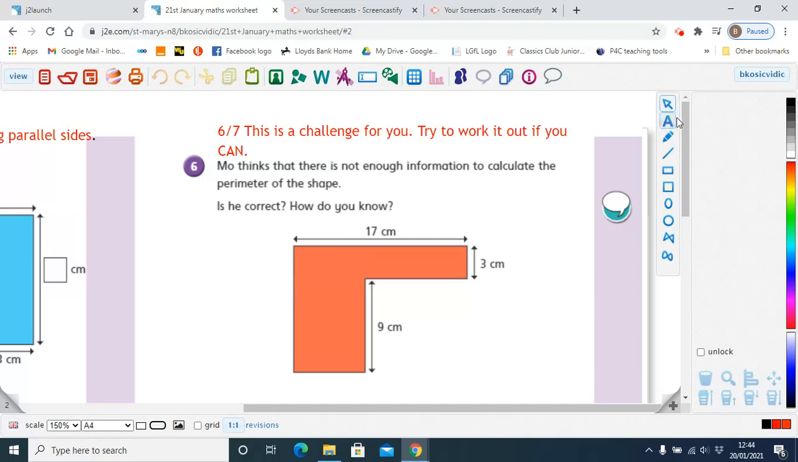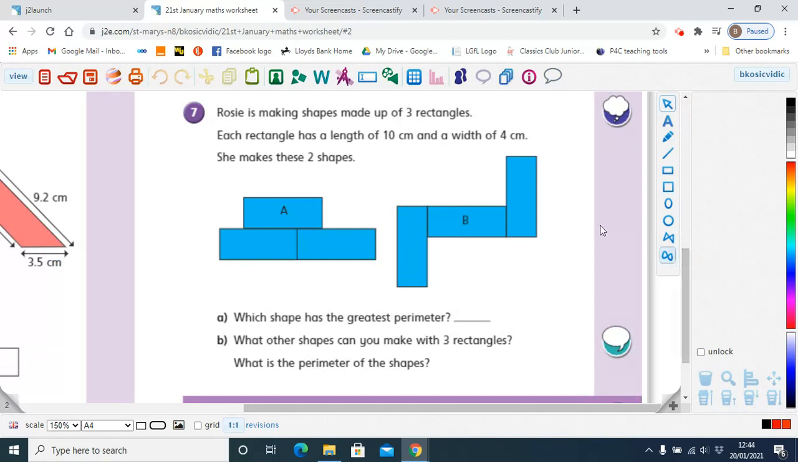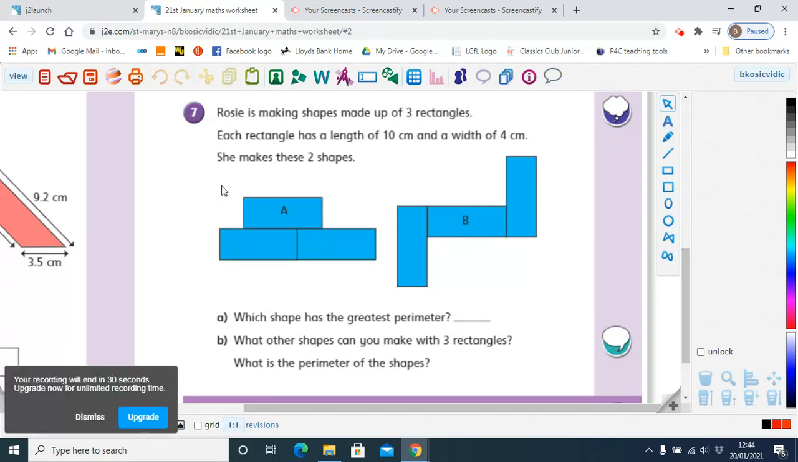In the second set of questions as well, that is also a reasoning question, I suggest that you label the lengths that you are given here, 10 and 4, and add them up as you go along the shape, and please then use the same mathematical language or reasoning language to explain what you found out and why you think that.